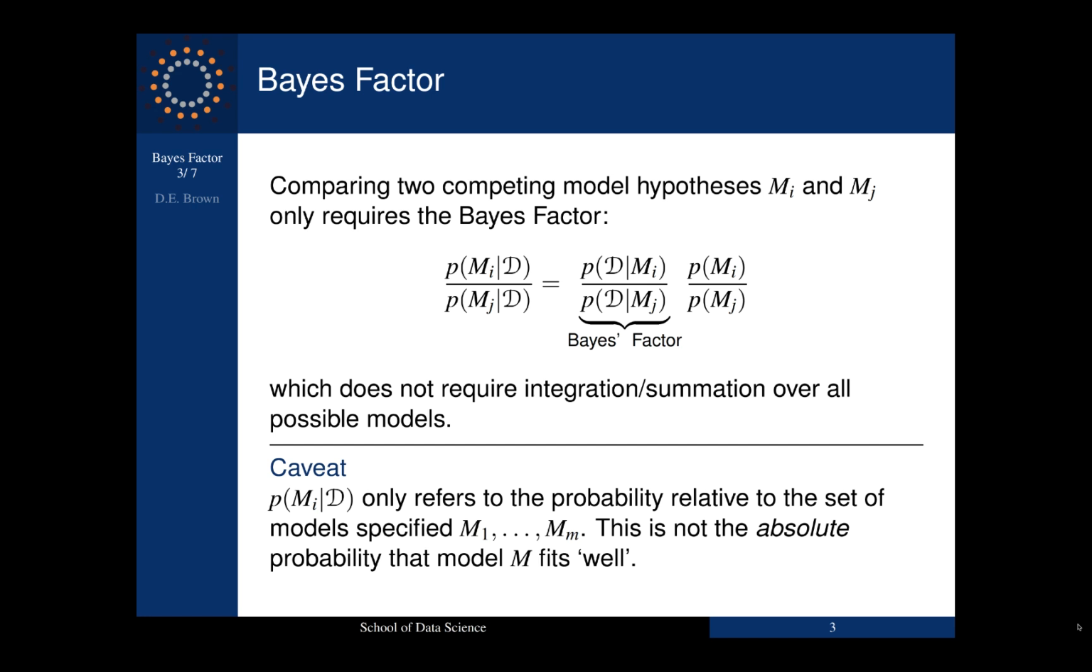We have one noted caveat: the probability of the model only refers to the probability relative to the set of models specified. So this isn't the absolute probability that the model fits well. It's just over the set. So this is over our set of models that we're considering. If we've left something out, then that won't be considered here, and it won't be part of the Bayes factor calculation. So the ideal here is you want to consider all possible models that are likely to be useful for your particular data for Bayes factor to work.